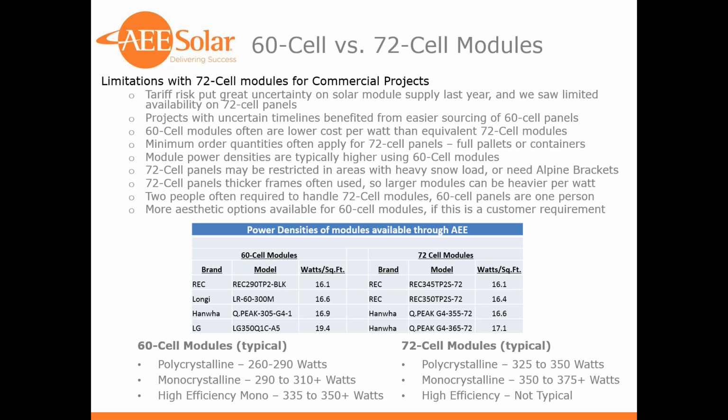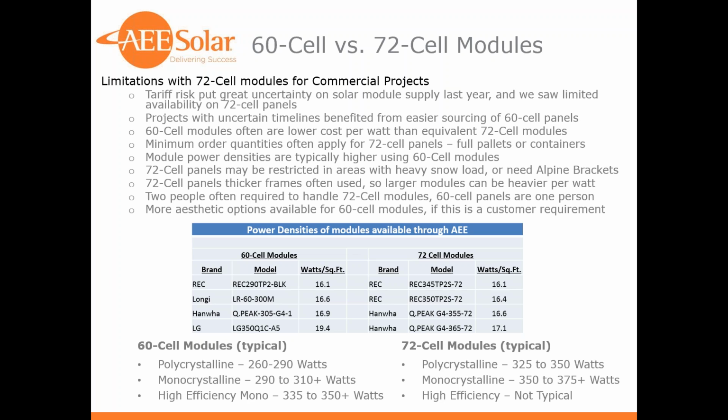We've also seen a trend that 72-cell panels, if you're using ballasted racking or racking that supports the panels on the short side mounting, they may be restricted in areas with heavy snow loads, or have to add additional supports or penetrations or alpine brackets or some other means of supporting the modules in the center for these applications.